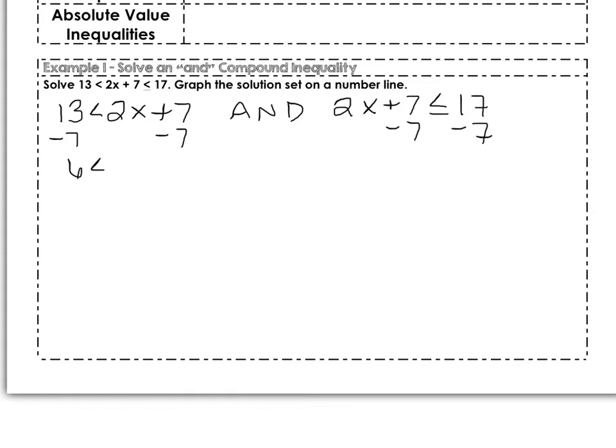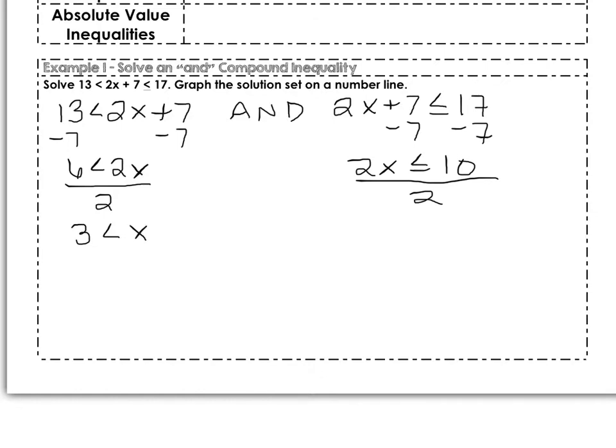So now we have 6 is less than 2x, and 2x is less than or equal to 10, okay? Over here, I'm going to divide by 2, and over here, I'm going to divide by 2. Make sure we're remembering if we divide by a negative number, we must flip the sign. We did not divide by a negative number here, so it's not of concern to us, okay? Oops. I'm going to use my eraser because I divided by the 2. All right, so then over here we have x is less than or equal to 5.